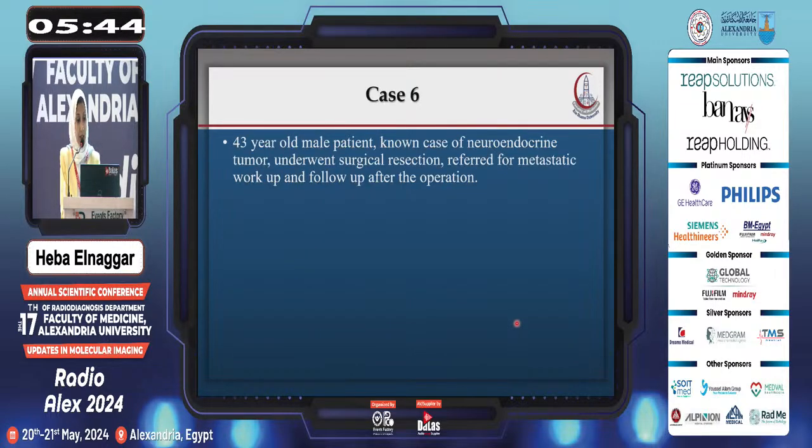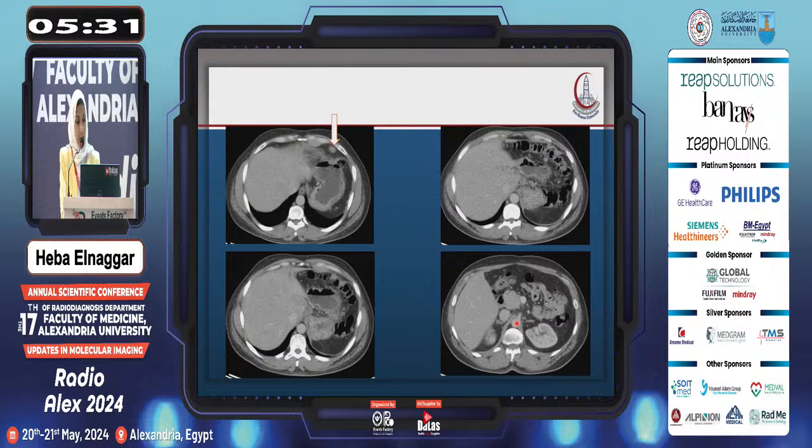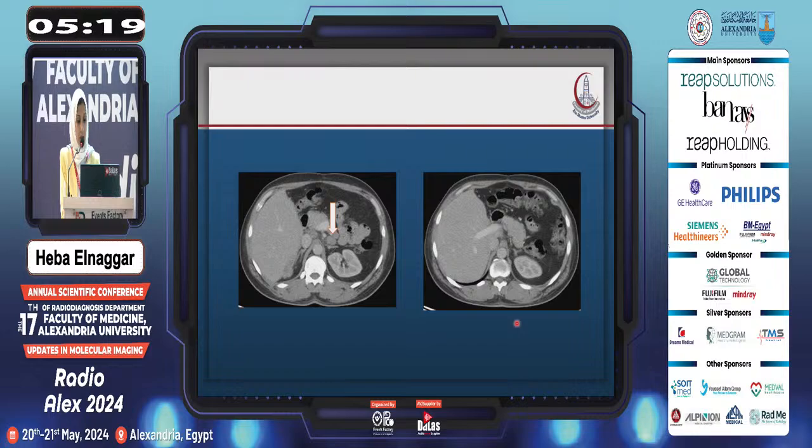And the last case is a 43-year-old male patient, known case of a neuroendocrine tumor, underwent surgical resection and referred for metastatic workup after the operation. As you can see in the conventional CT images, we can see there is a suspicious looking lymph node here at the left epiphrenic region. As we proceed through the contrast enhanced CT images, we can see there are retropancreatic, also suspicious looking lymph nodes showing suspicious features by CT criteria.